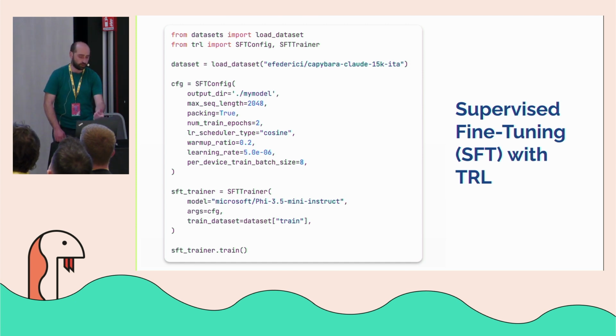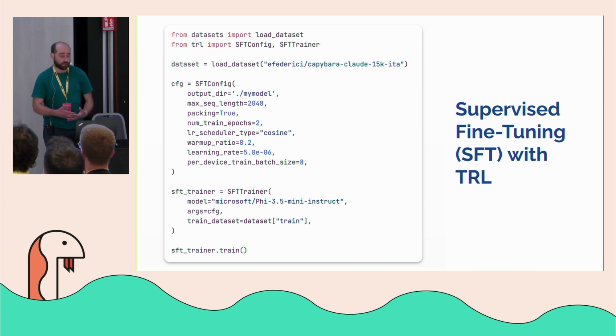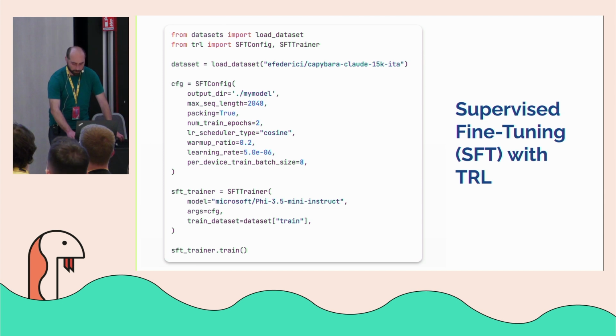You first have to load your dataset, in this case, an Italian dataset. Then you create a supervised fine-tuning configuration, including hyperparameters like learning rate and batch size. And then you create the trainer with the model name, the arguments, and the training dataset. And then you're ready to train.